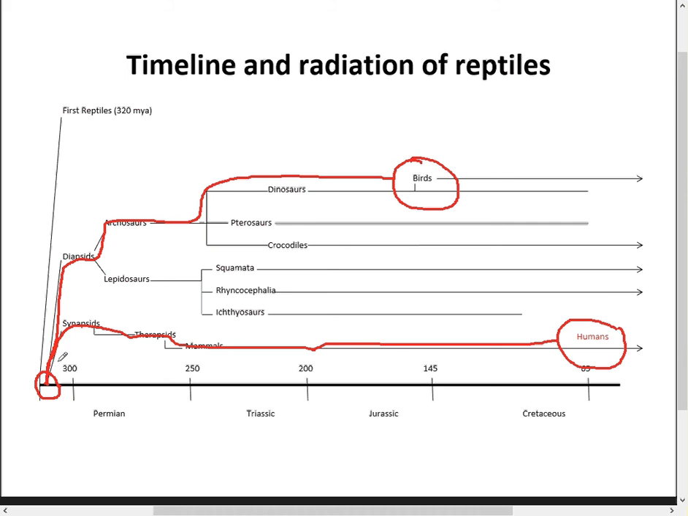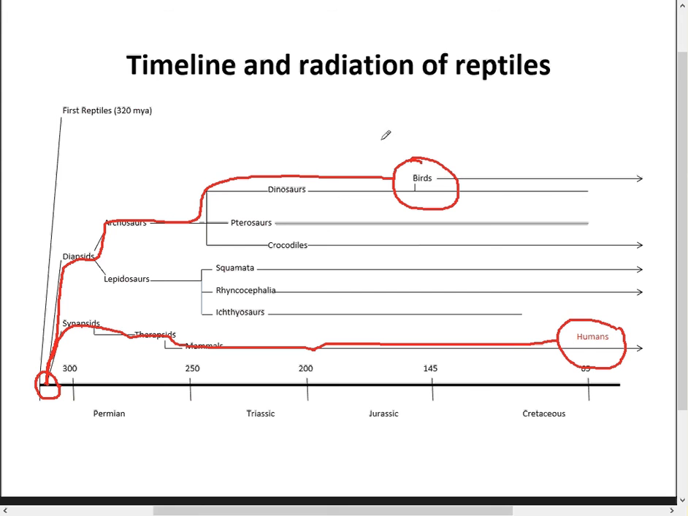So, about 320 million years ago-ish, humans and birds had a common ancestor, which means that there was a critter that lived right in that general spot that eventually evolved into both synapsids, the group that would become humans and mammals, and diapsids, the group that would become all of these things. So, birds, humans, connected way back there.